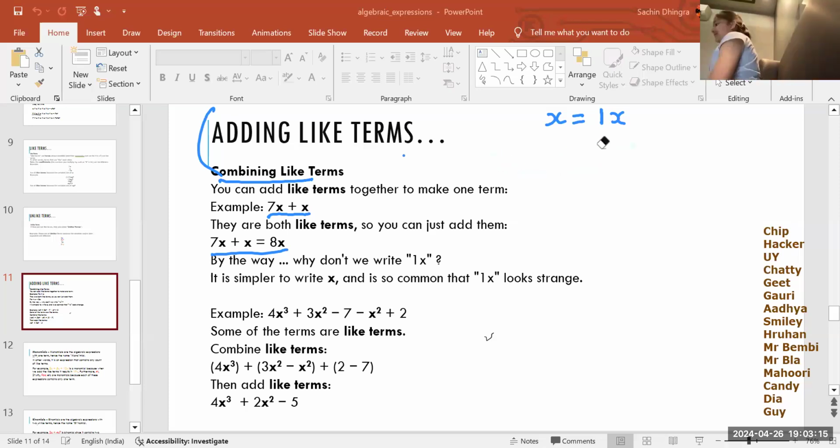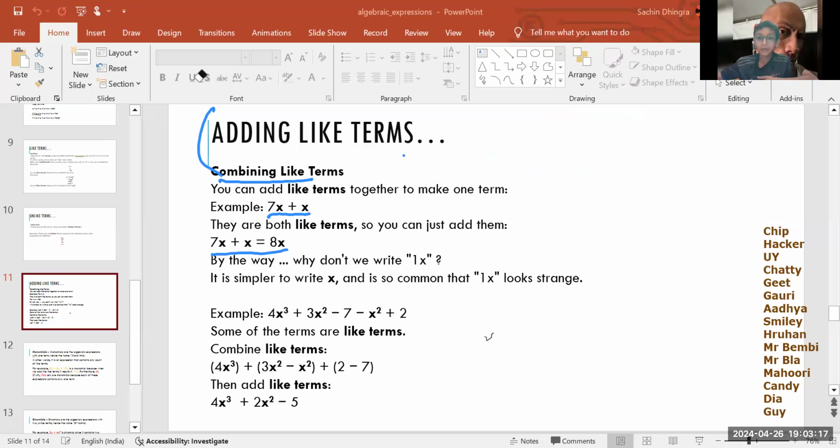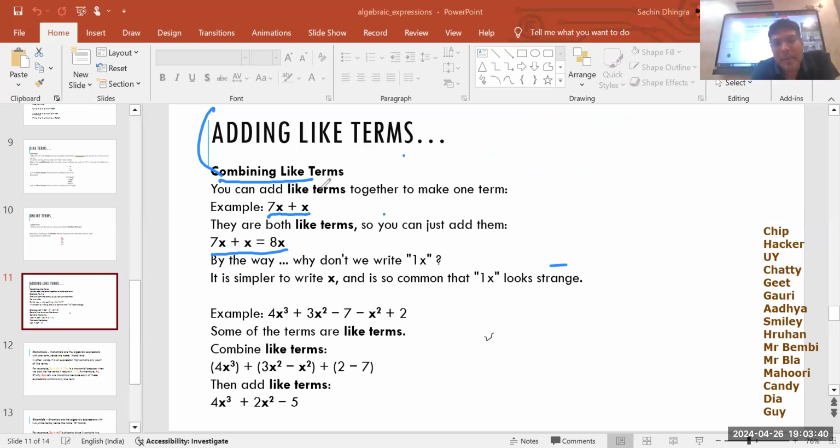Combining like terms. You can add like terms together to make one term. Example: 7x plus x. They are both like terms, so you can just add them. 7x plus x is equal to 8x. By the way, why don't we write 1x? It is simpler to write x and is so common that 1x looks strange. If we have to write x, we just write x, not 1x. But they mean the same thing.